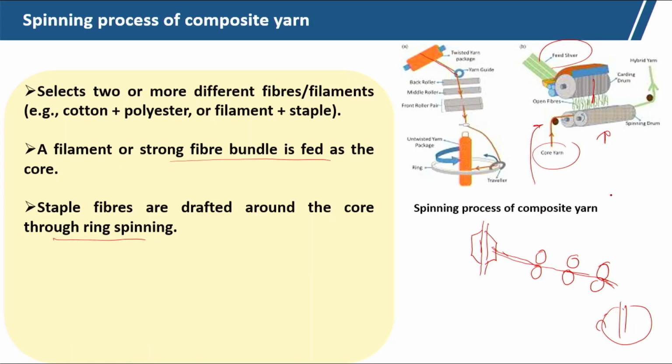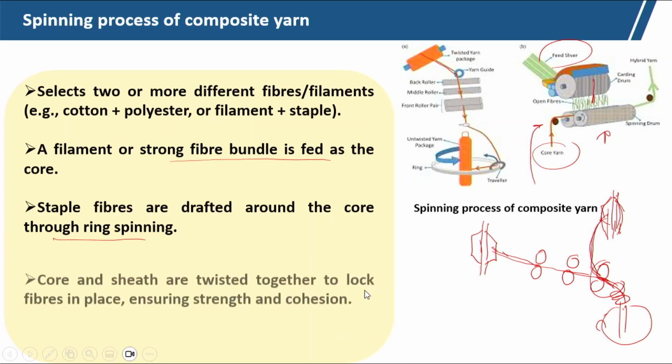But before that, if we want to have core spun yarn, there is a spool, maybe of polyester or any filament. Here it is fed just before the front roller nip, and then it is getting twisted. So, you can place it like that, so that we can get the core spun yarn.